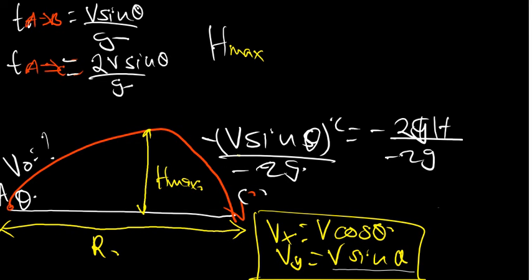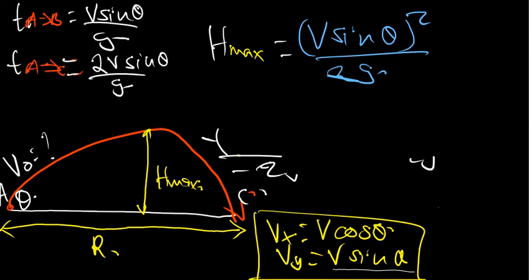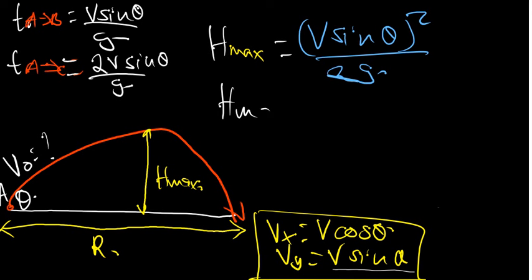H max is going to be equal to V sine theta, everything squared. Negative and negative will go, so we're going to have 2G. Now this is the same as distributing the square, so H max is equal to V squared sine squared theta over 2G.